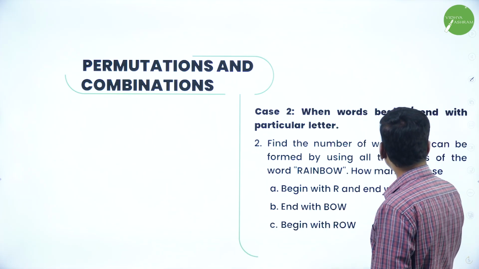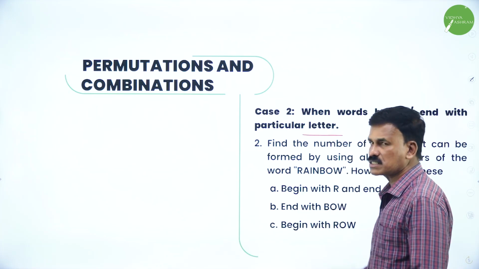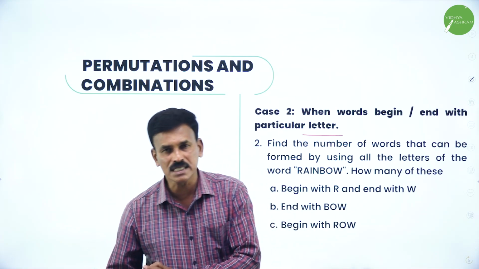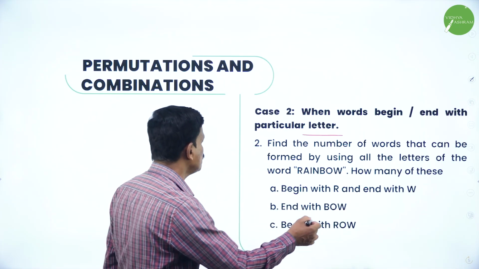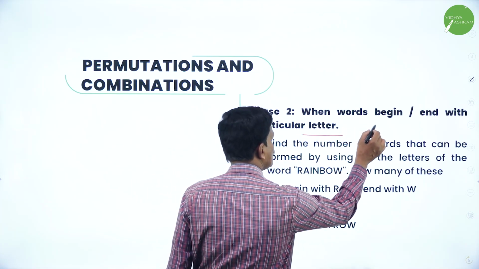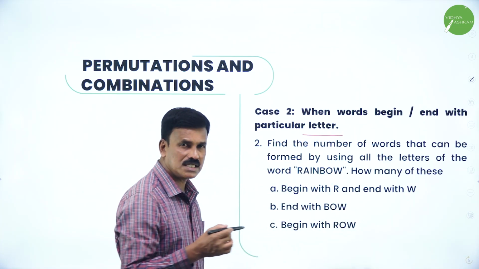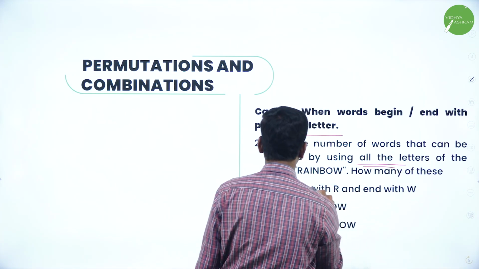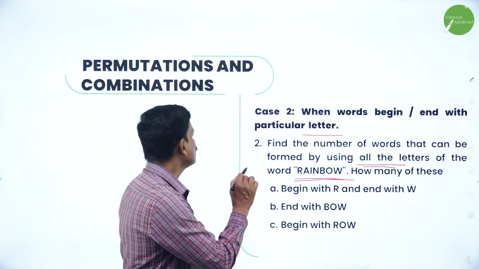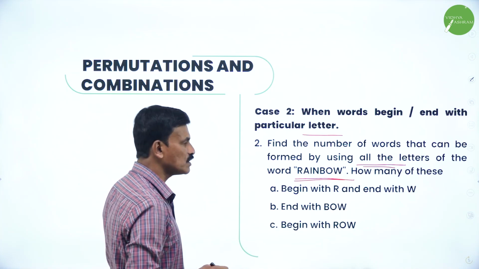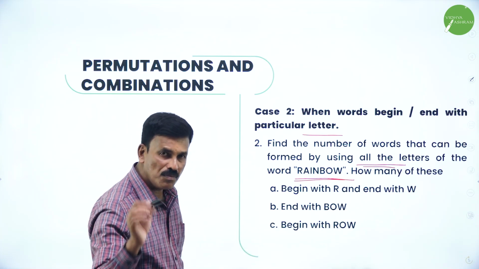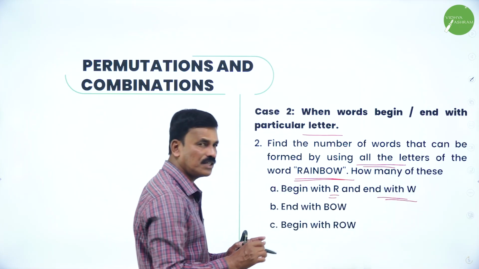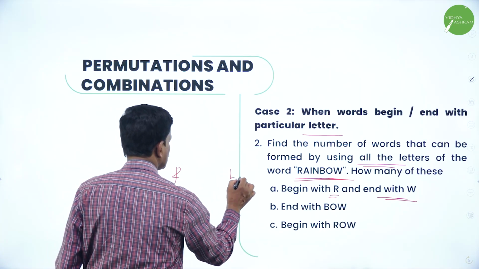Case 2. When the words begin or end with particular letters. Suppose any word begins with particular letters or ends with particular letters, those types of problems can be solved. Now let us take an example. Find the number of words that can be formed using all the letters of the word rainbow. How many of these begin with R and end with W?